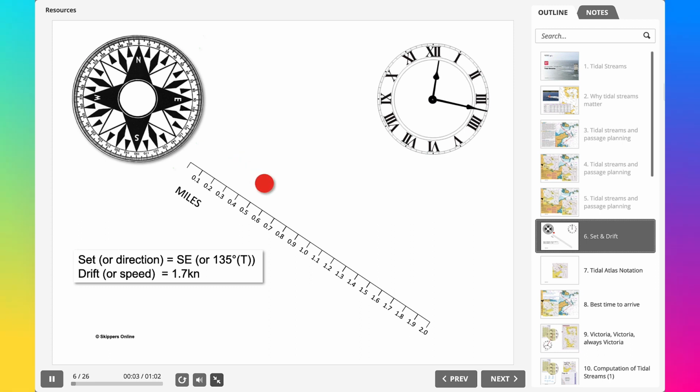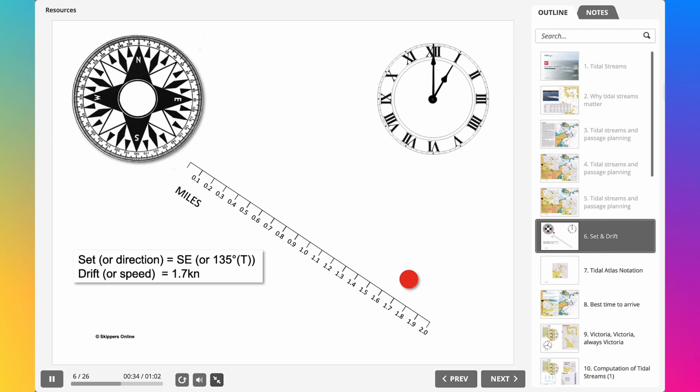Incidentally, when we're describing tidal streams and we say that the tide is setting in such and such a direction, it means that the tidal stream is taking you in that direction, and we call the speed at which it's taking you there drift, or the drift. Sometimes the word drift is omitted. For example, if we were to say the tide is setting southeast at 1.7 knots, we would mean that it is setting southeast and the drift is 1.7 knots.